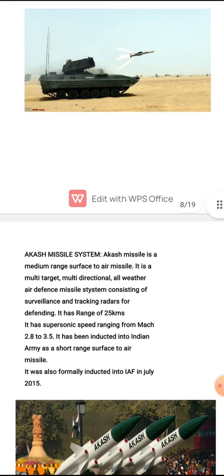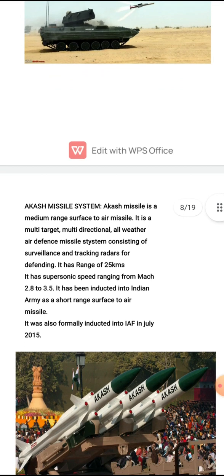Okay, now the fifth comes the Akash missile. Fourth comes the Akash missile. The Akash missile system is a medium range surface to air missile. It is a multi-target, multi-directional, all-weather air defense missile system consisting of surveillance and tracking radars for defending. So generally I told you about the Trishul missile. The Trishul missile is also a defense system but is used by the Navy. Same is the Akash missile system. It is also an air defense system only, but it is used by the Indian Army.